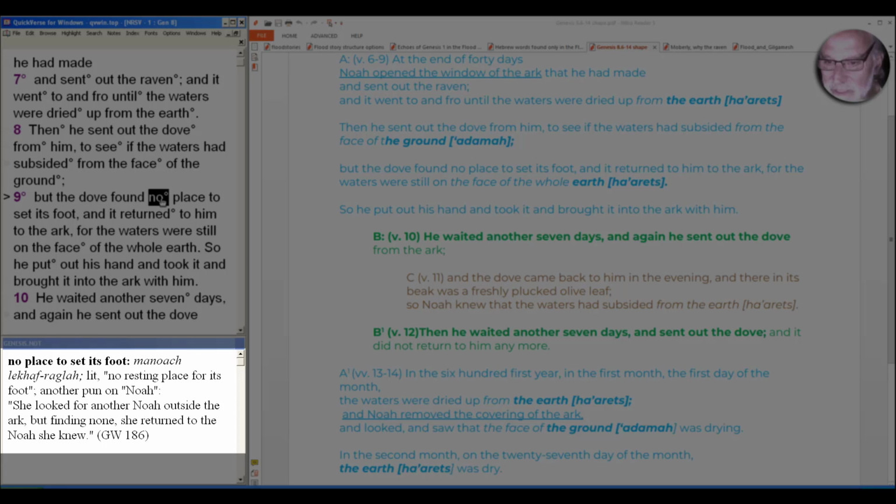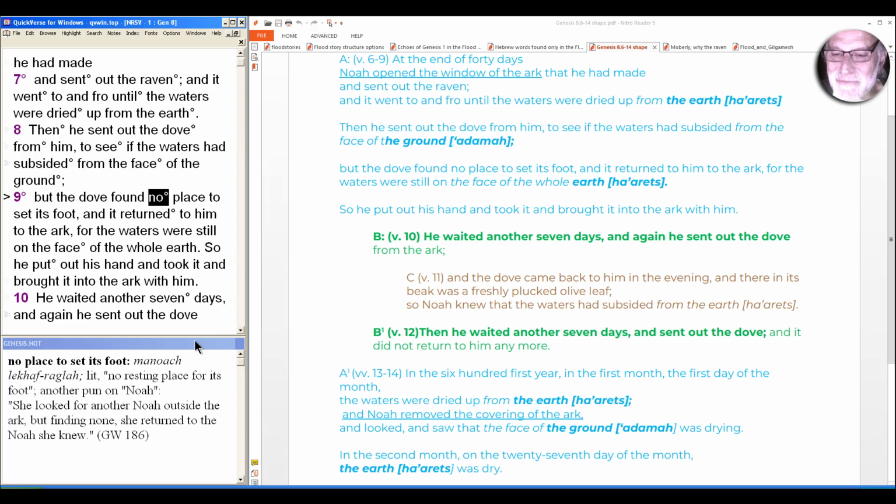Literally no resting place for its foot, which you can see Manoach here is one of the many plays on the name Noah. So as Wenham renders it playfully, she looked for another Noah outside the ark, but finding none, she returned to the Noah she knew. And that's playful, but that's in Wenham's language, much like the rabbinic midrash has fun with these things.